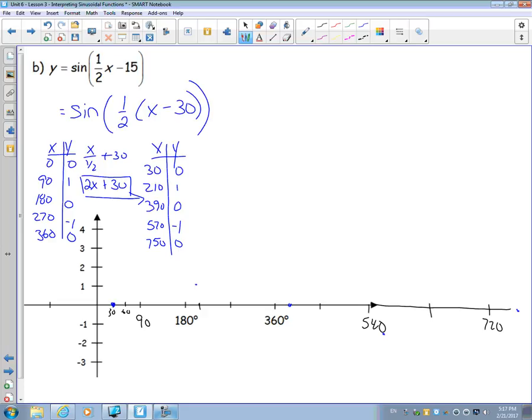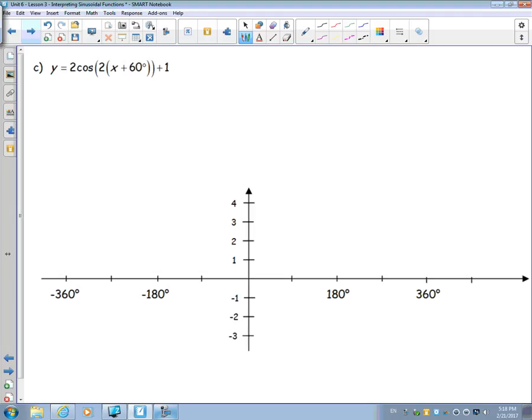So this graph has been really horizontally stretched and translated. Okay, and there's our function. A bit of a messy one that time because of the 1/2. It made it really long. All right, last one. It's in a good form.